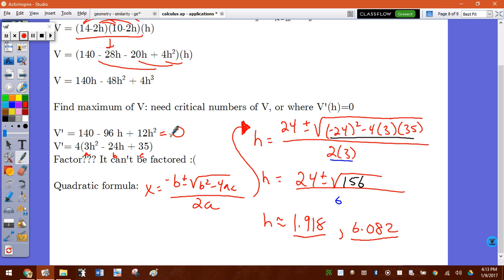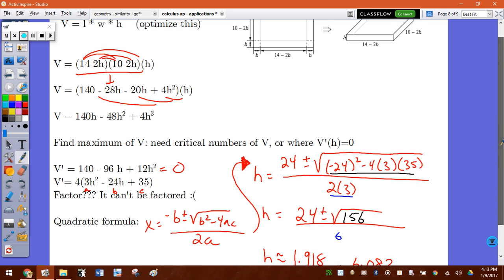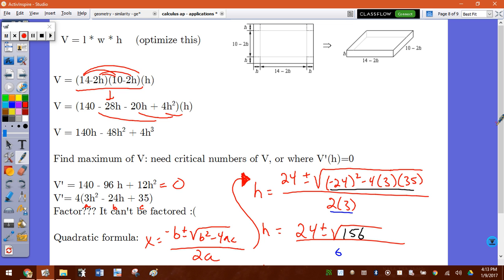Now there's something curious about this problem. Oftentimes in calculus we get so caught up in the procedure we kind of lose sight of domain in terms of application. So the height could be 1.9 approximately, and it could also be a little bit more than 6. Well, one of these numbers has a critical, no pun intended, issue with it, a real major problem.